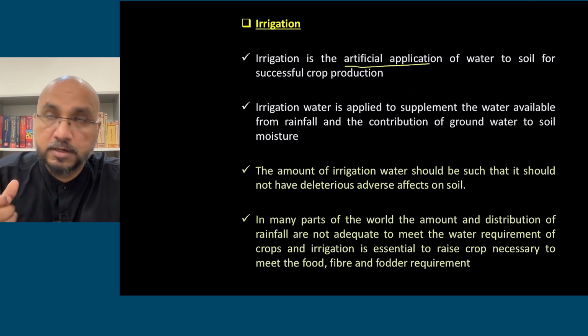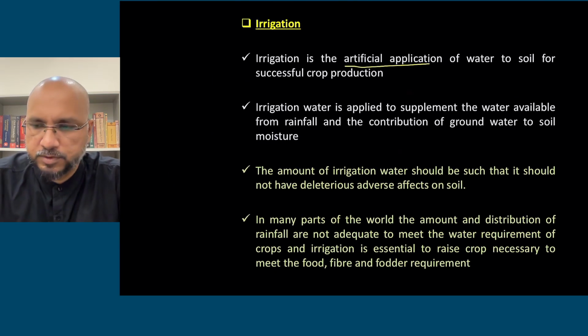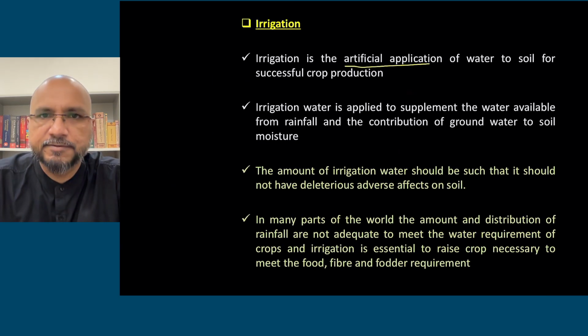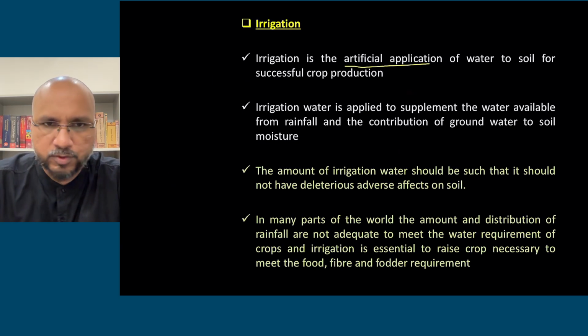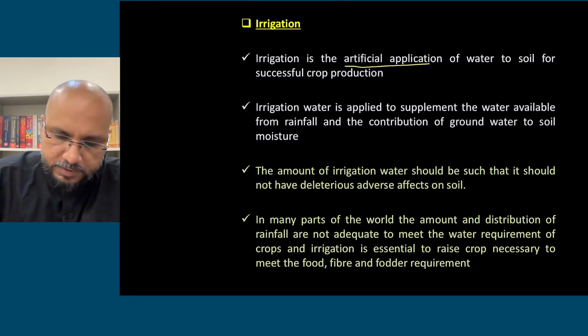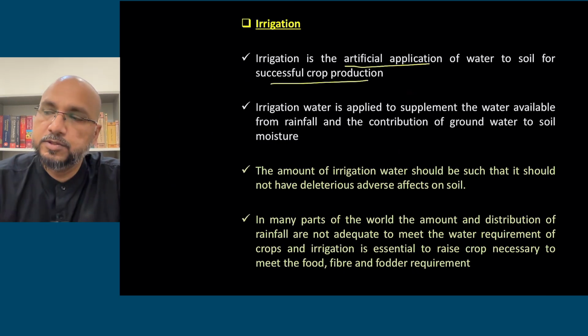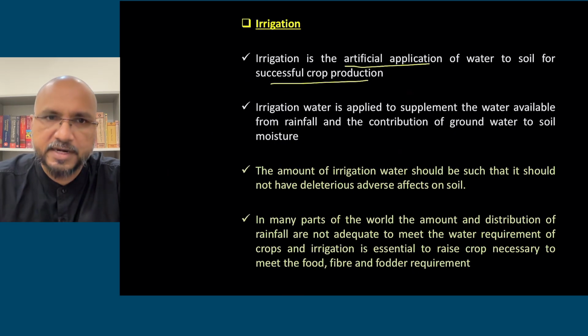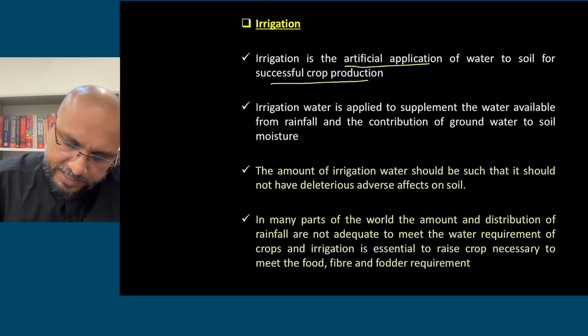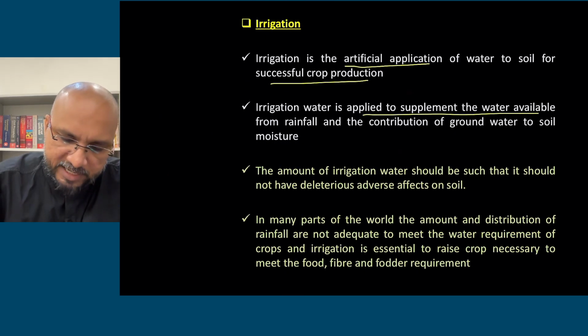Rainwater may not be sufficient for crop production for the entire period of crop growth, which might be 3 months or 4 months. So the additional water which is applied through artificial application is called irrigation. So irrigation is the artificial application of water to the soil for successful crop production. Where crop production is done under natural application of water, under the rainfall, it is called rain-fed farming, rain-fed agriculture. Irrigation water is applied to supplement the water available from rainfall.